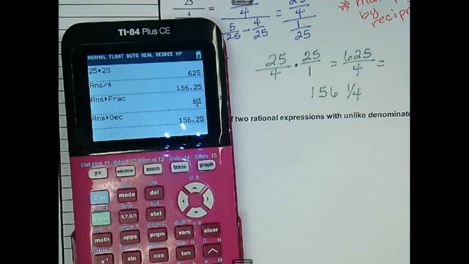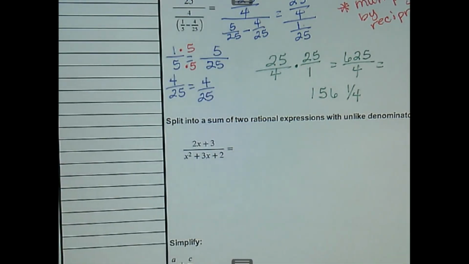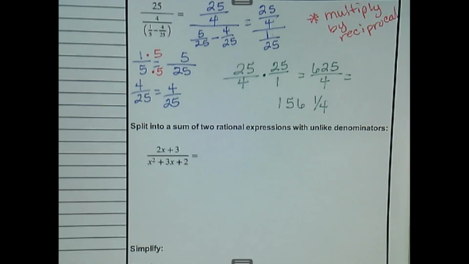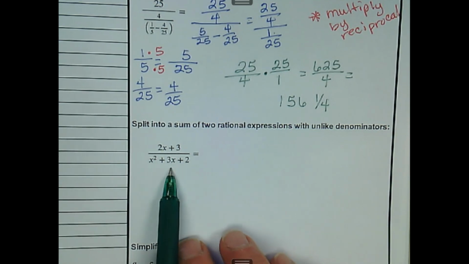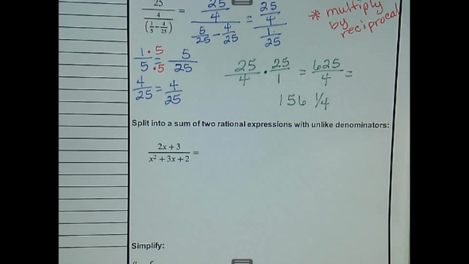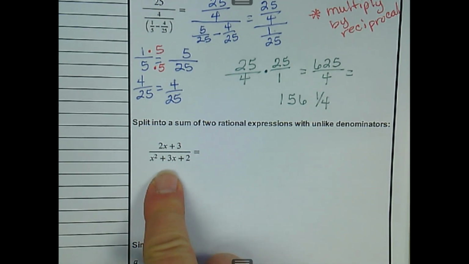So, any questions on all that craziness we just did with the fraction? Okay, so now let's think a little deeper. I am not going to go through the next problem with you until you think about it. How do we split this into the sum of two rational expressions with unlike denominators? So we want to factor and then figure out how we get this number up here.